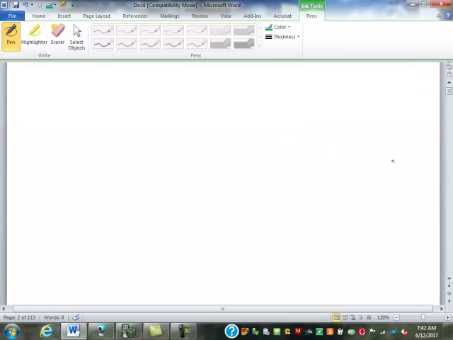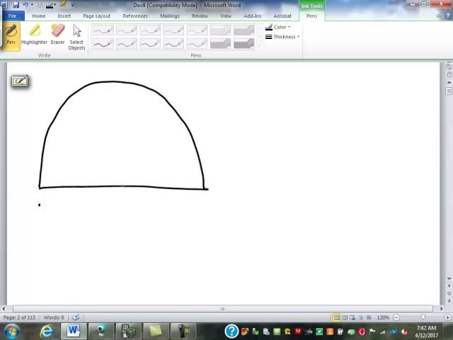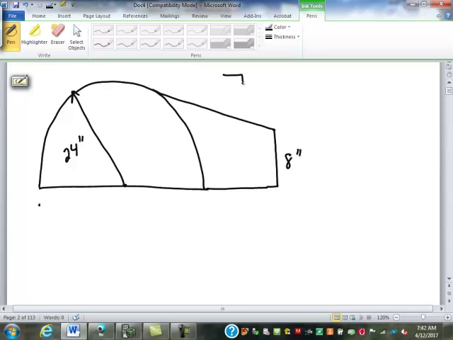For number 2, I give you a half circle with a radius of 24 inches. This tangent comes off here to this being 8 inches. This is a 1:4 aspect ratio.